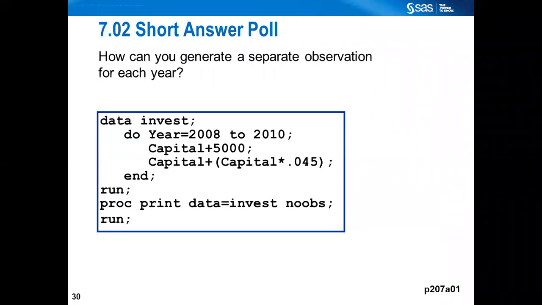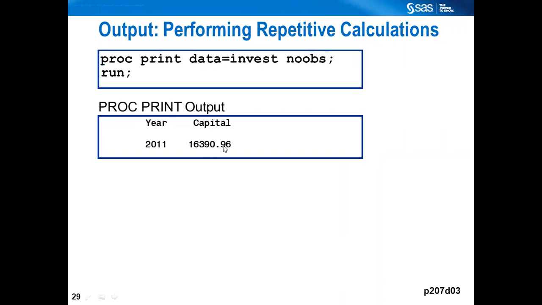So the question would be how you will generate a separate observation for each year. That's the same thing which you were asking. How will we get a separate output for each year instead of getting this output?